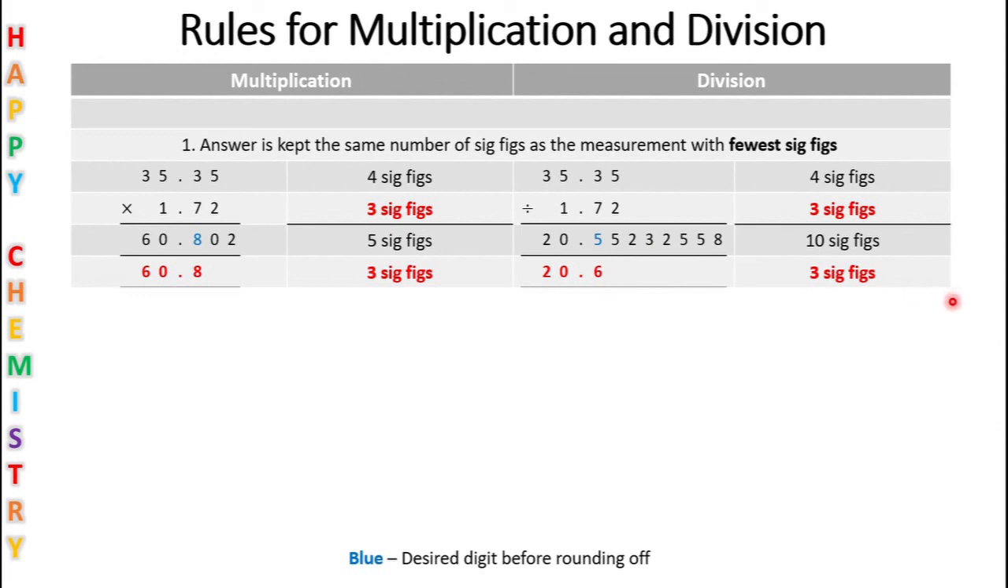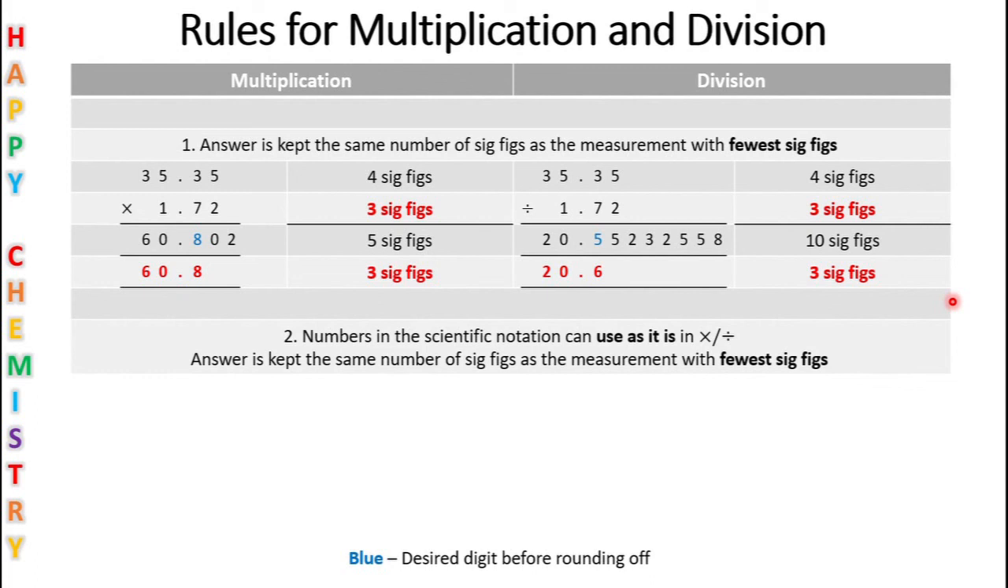Now let's look at the second rule. The second rule is that the numbers in scientific notation can be used as they are in multiplication and division. And the answer should have the same number of significant figures as the measurement with fewest number of significant figures.